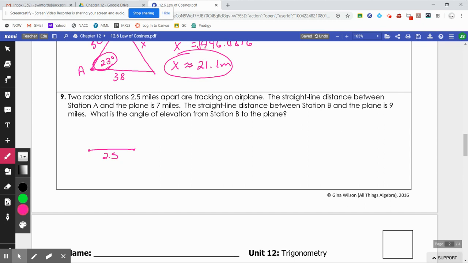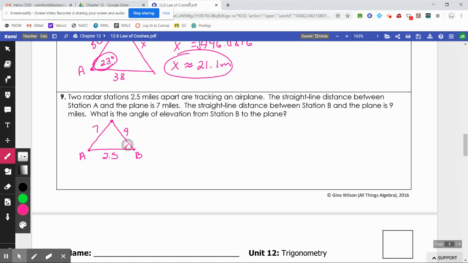They're tracking an airplane. The straight line distance between station A, we'll call this station A, and the plane is 7 miles. So let's say the plane is somewhere over here, so the distance from there to the plane is 7 miles. The straight line distance between station B and the plane is 9 miles. What is the angle of elevation from station B to the plane?